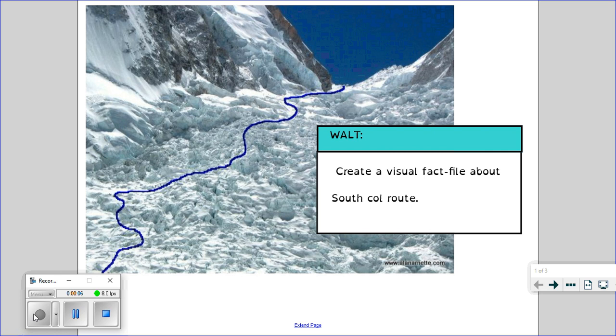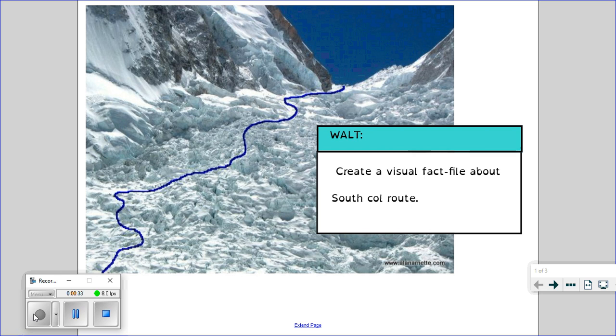So this is just an extra task as a follow-on to a lesson that we did about the South Col route, where you were looking at the route and labelling it. What I'd like you to do as a follow-on is listen to the video again and make some notes about that route. The South Col route is the route that Edmund Hillary followed when he successfully climbed Everest.